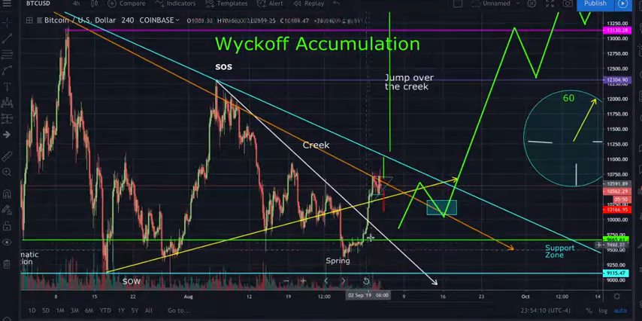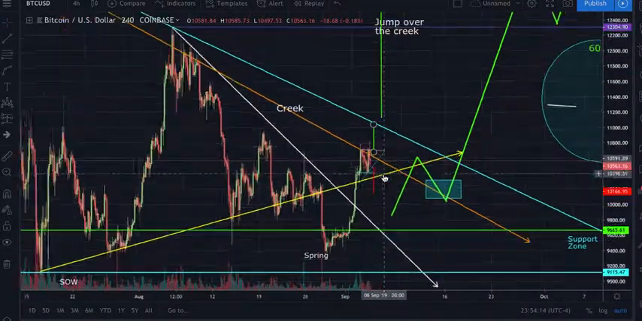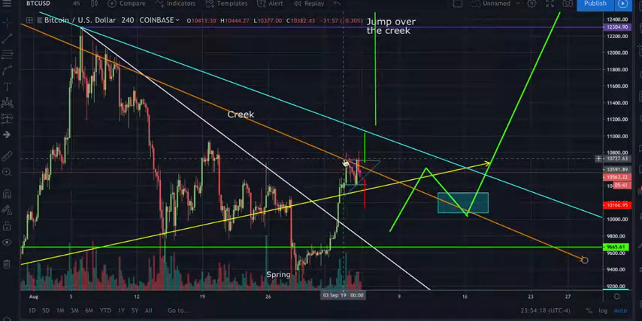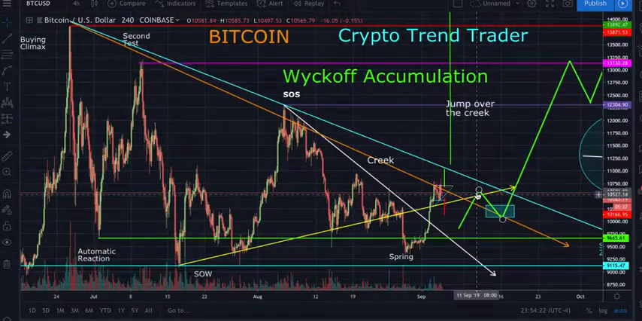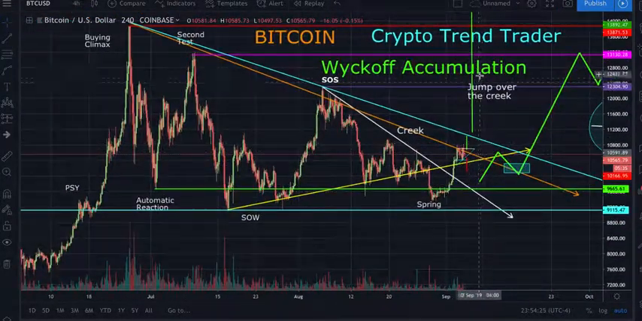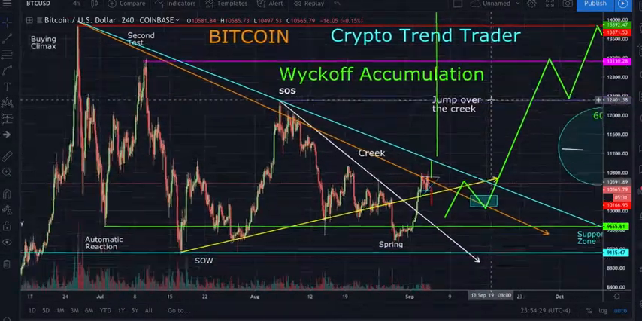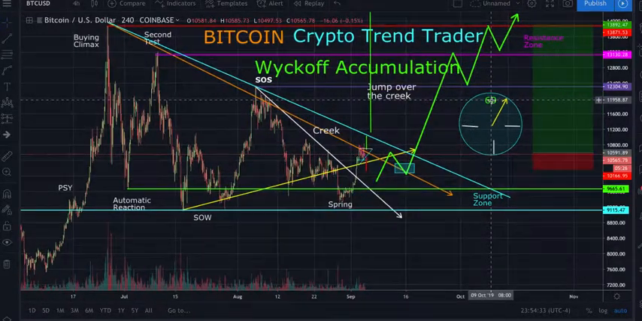So if we do in fact get this push right here, it is possible once we break out of here and get confirmed closes above this, and we get that measured move off of this triangle, that's going to take us to the top of the range, and that may be the final push we need to get that burst, jump over the creek, and break up to new prices. So that is Bitcoin on the 4-hour, and that's our Wyckoff reaccumulation.